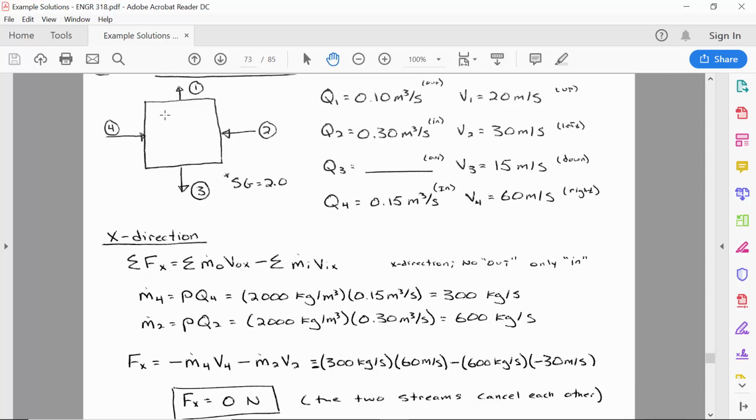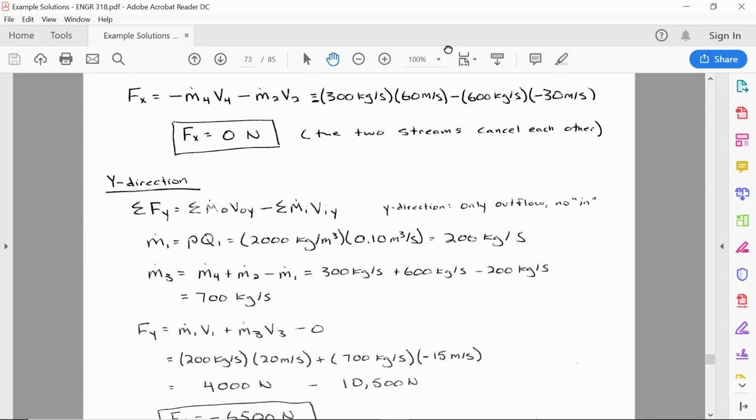And so here the negative sign of 30 meters per second for stream 2 is what ultimately caused this to be a net force required of 0, because we had the minus sign built in for being an inflow for stream 4, but then we were minusing a negative due to the velocity at 2.